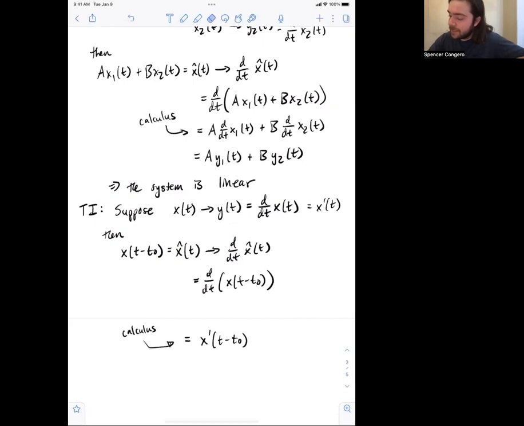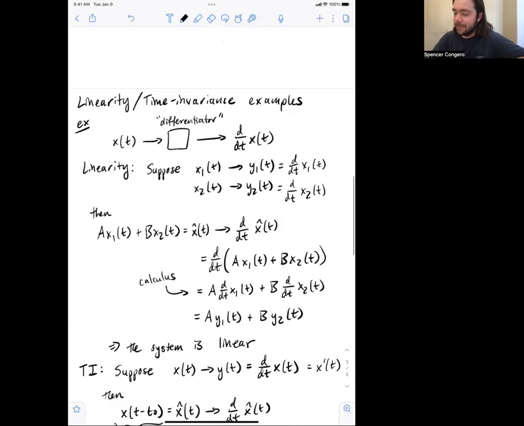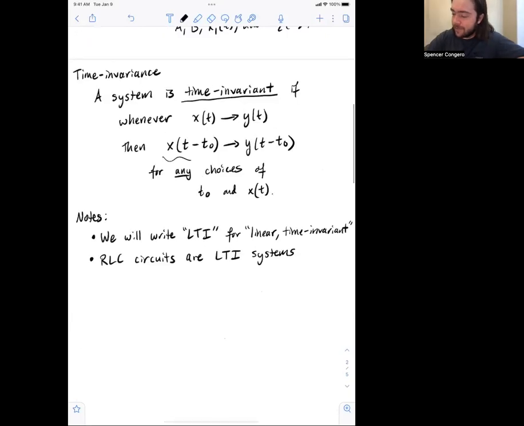So if y of t equals x prime of t, here I have x prime evaluated at t minus t naught. That's just y of t minus t naught. Okay, so wait a second, I put in x of t minus t naught and I got out y of t minus t naught. Hey, that's exactly what the definition of time invariance says. When you put in a shifted version of your input, you get out the same output you got before, shifted by the same amount. That's what time invariance says.